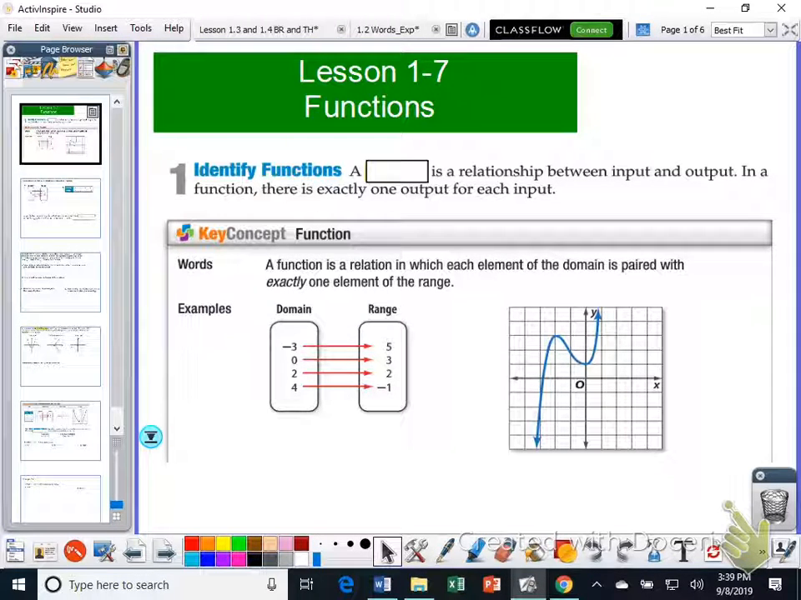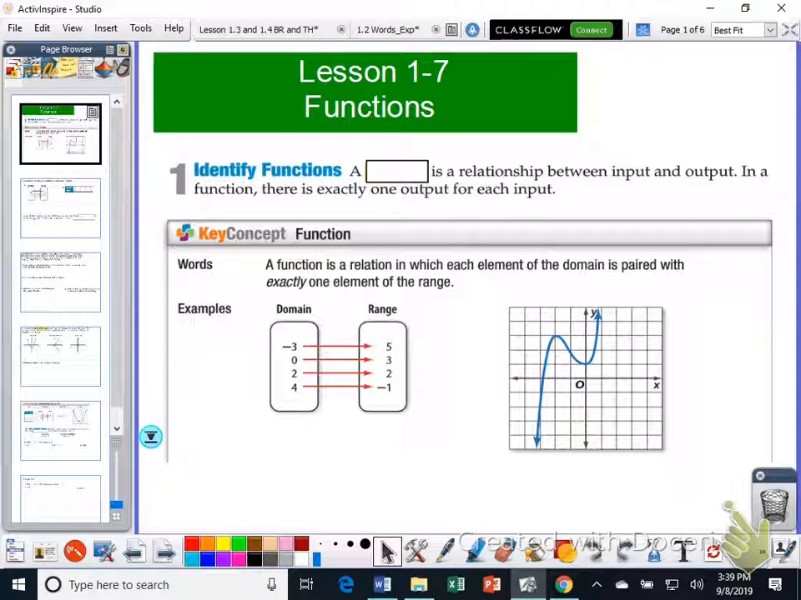Lesson 1-7, functions. In the previous lesson, we saw how to map them, graph them, and put them in tables. So now we want to look at those relationships and identify if they are functions or not. So what is a function?